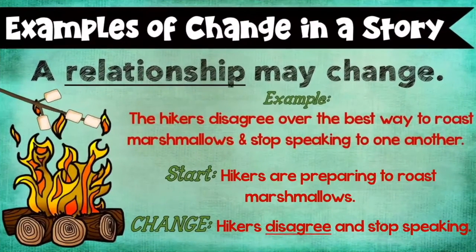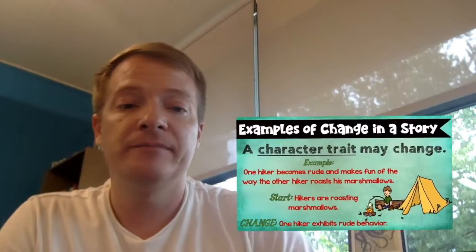A relationship between 2 characters may change in the story. So, for example, the hikers disagree over the best way to roast marshmallows and stop speaking to one another. At the start, the hikers were preparing to roast marshmallows. The change was that hikers disagreed and they stopped speaking.